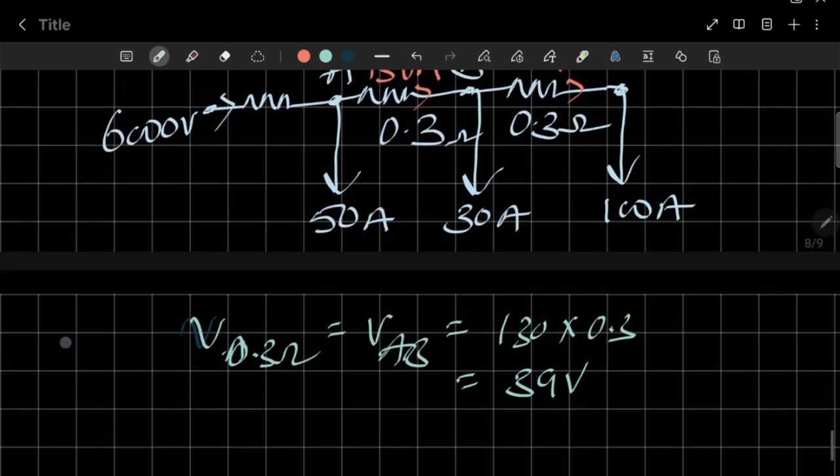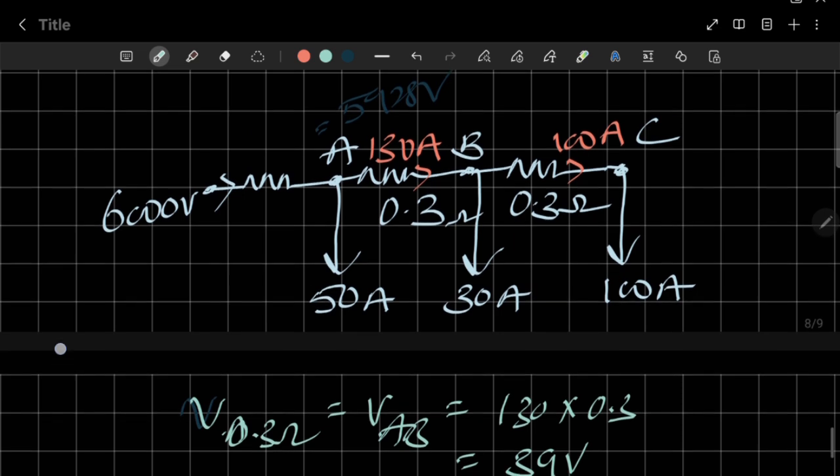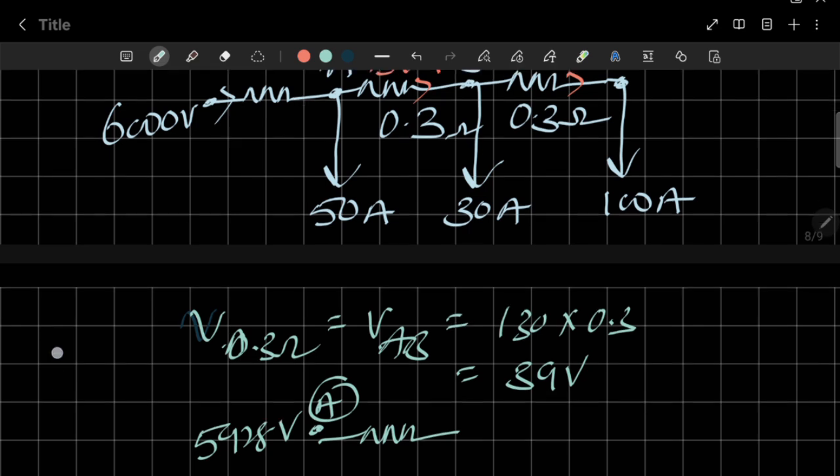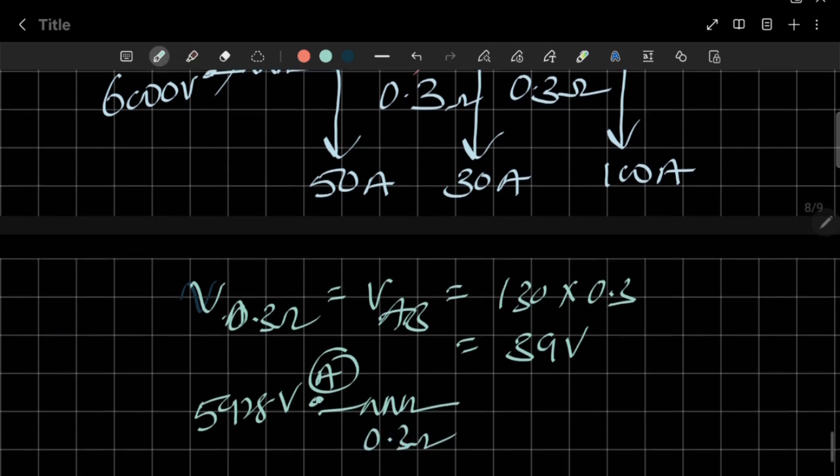So here the criterion is, here node A is there. Node A is at 5928 volts. This is node A. This is like a source node. It is a source for the rest of the circuit. And here one resistor has been connected. That value is 0.3 ohms. And across this one 39 volts is there. And here node B is there.